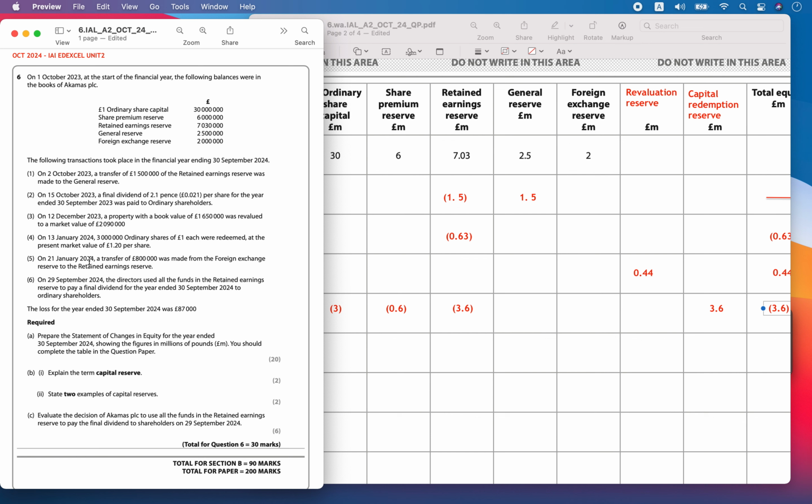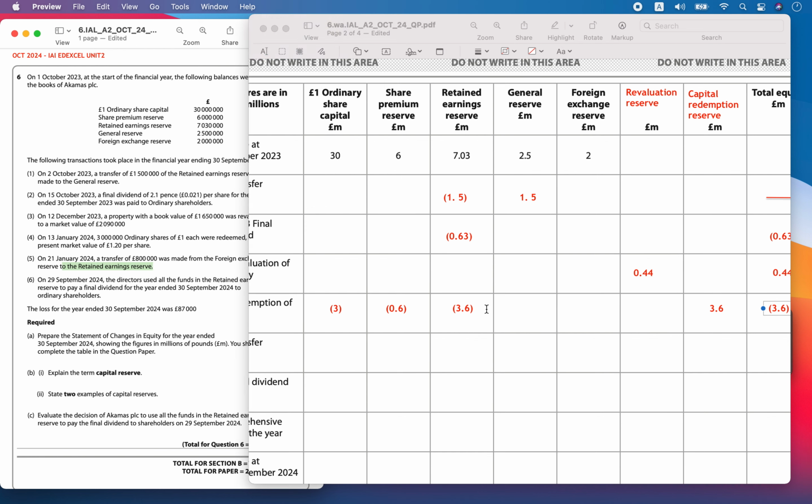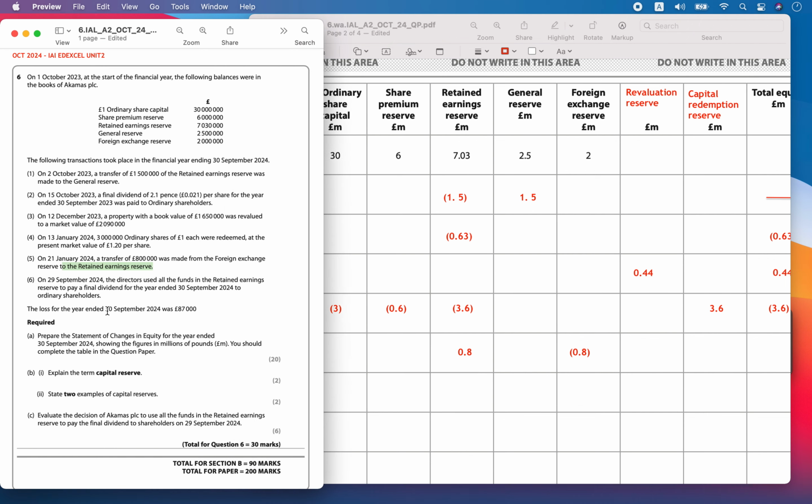Then on 21 Jan 2024, a transfer of 0.8 million was made from the foreign exchange reserve to the retained earnings. So from the foreign exchange reserves there was a transfer, so that is equal to 0.8 million. And I'm going to transfer this money to retained earnings, 0.8.